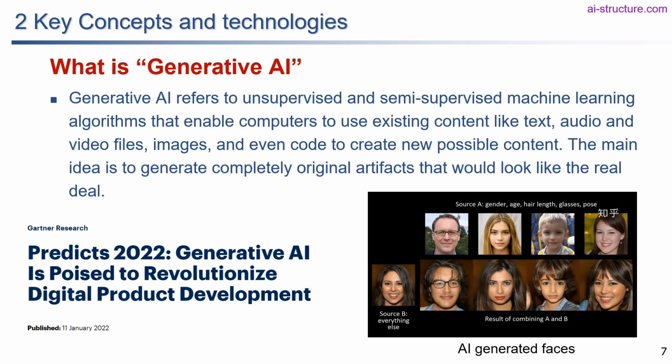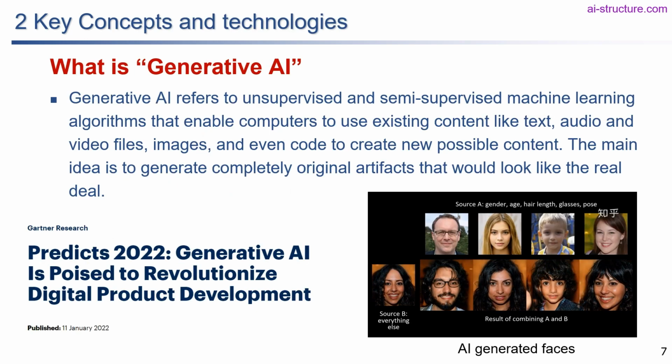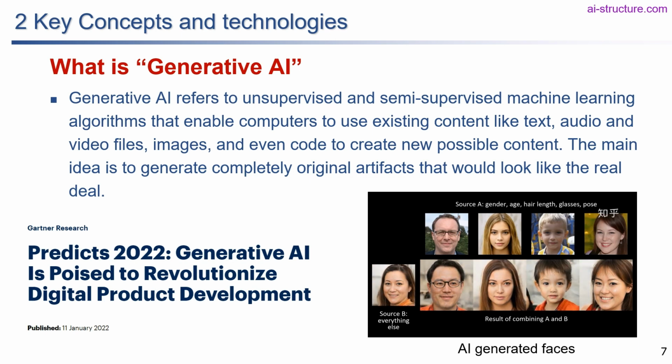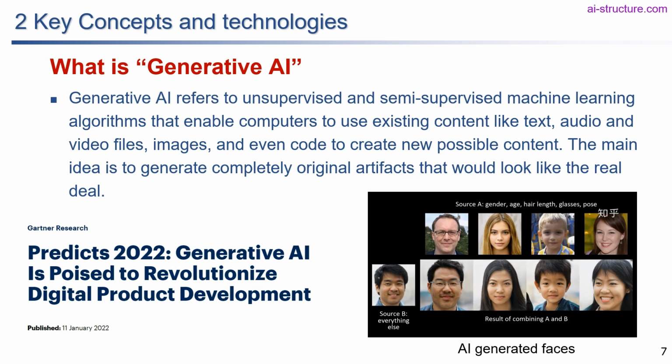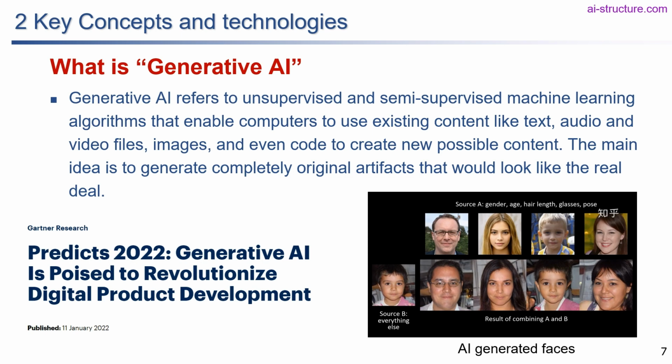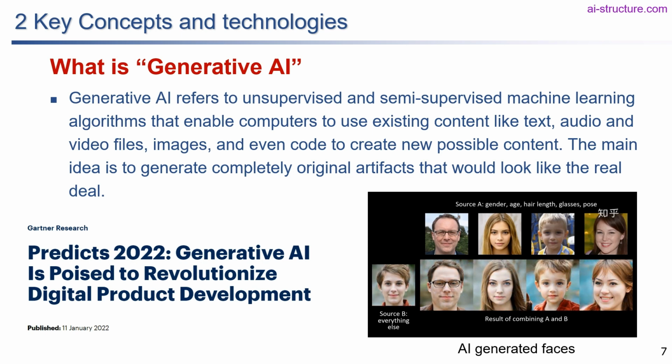What is generative AI? Generative AI refers to machine learning algorithms that enable computers to use existing content like text, audio, video files, images, and even code to create new possible content. The main idea is to generate completely original artifacts that look like the real deal. Recently, generative AI has made great progress in different areas and has also been predicted to be a revolutionary technology.